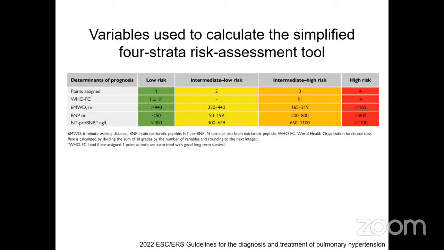However, high-risk patients in the 4-strata risk assessment model are quite severe cases that satisfy 2 or more of the following 3 criteria: WHO functional class 4, 6-minute walk distance below 165 meters, and BNP more than 800. In order to reach the goal for these patients, it is necessary to have an environment in which transplantation can be received early after listing.